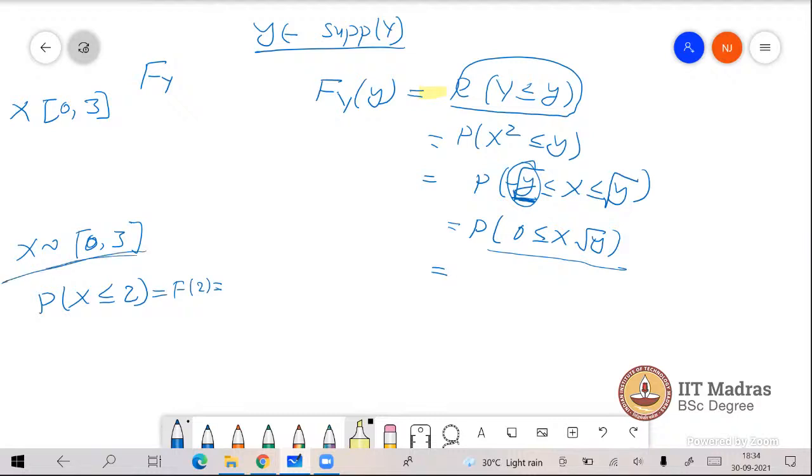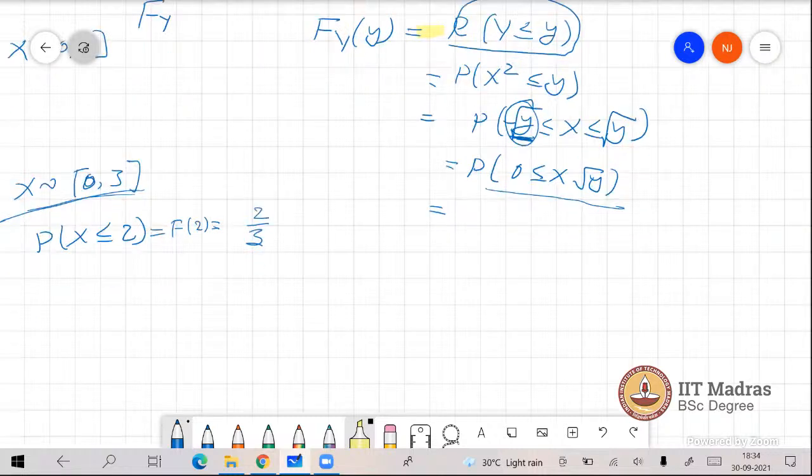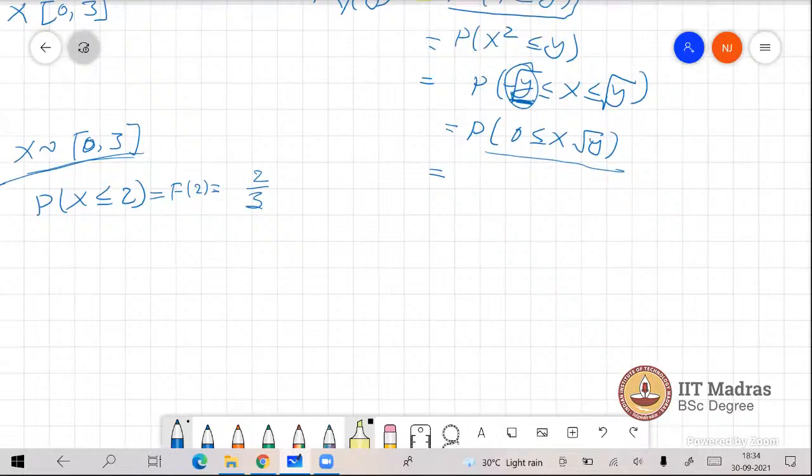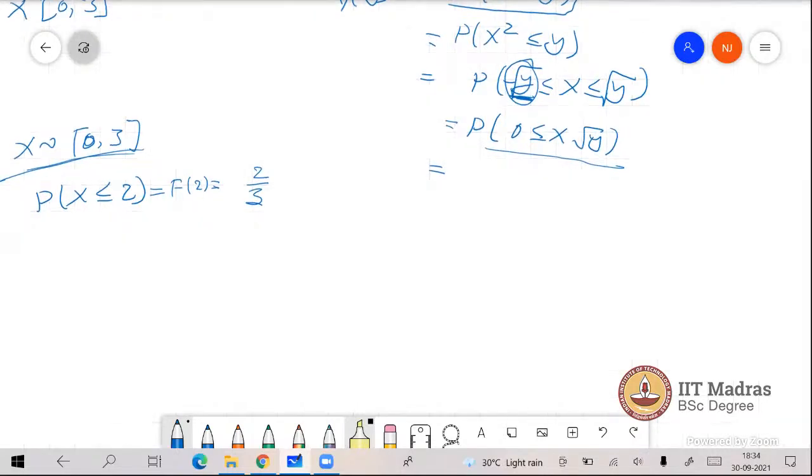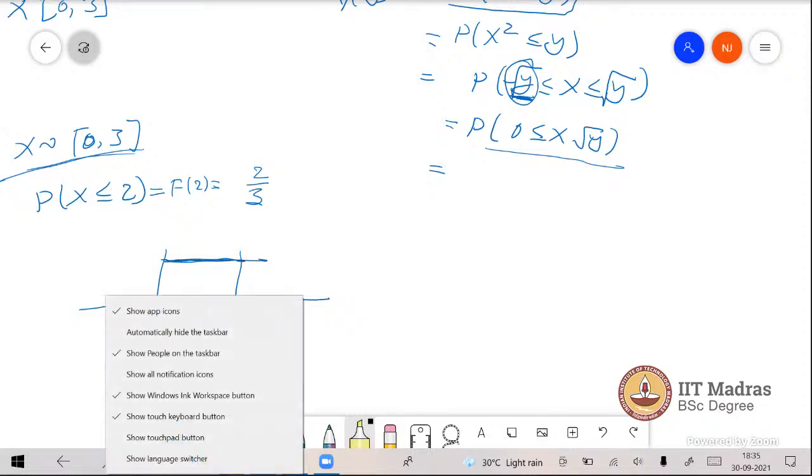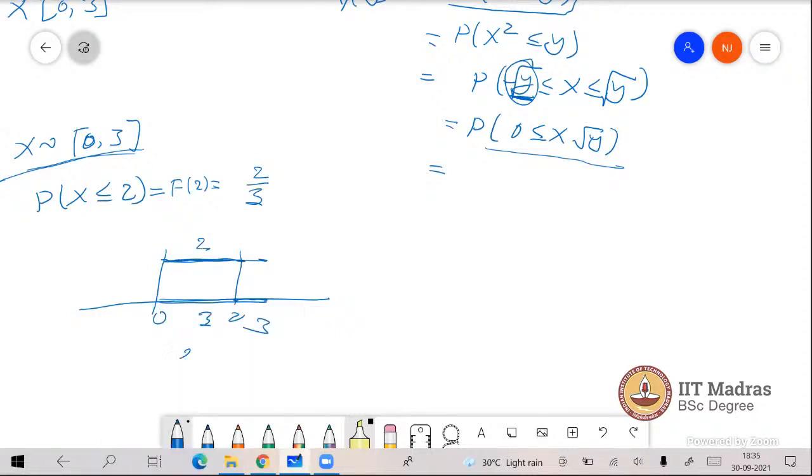In this case, x is 0 to 3, so what is the probability that x is less than or equal to 2? It will be 1 by 3 into 2 minus 0, which is 2 by 3, right? Just don't integrate, just look at the interval length. This is 0 to 3, and you are worried about the interval 0 to 2. The length of this interval is 2, so the probability will be 2 by 3.